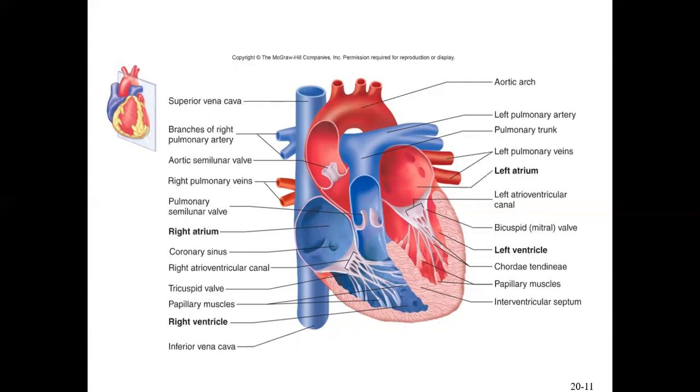Notice that the diagram is color-coded, so the blue areas, whether it's a chamber or a vessel, represent deoxygenated or oxygen-poor blood. And so this is receiving blood from the body and sending blood over to the lungs so that it can go through gas exchange and pick up oxygen. Now that oxygenated, oxygen-rich blood returns back to the heart, and now it's red, and that's sending blood back out to the rest of the body.